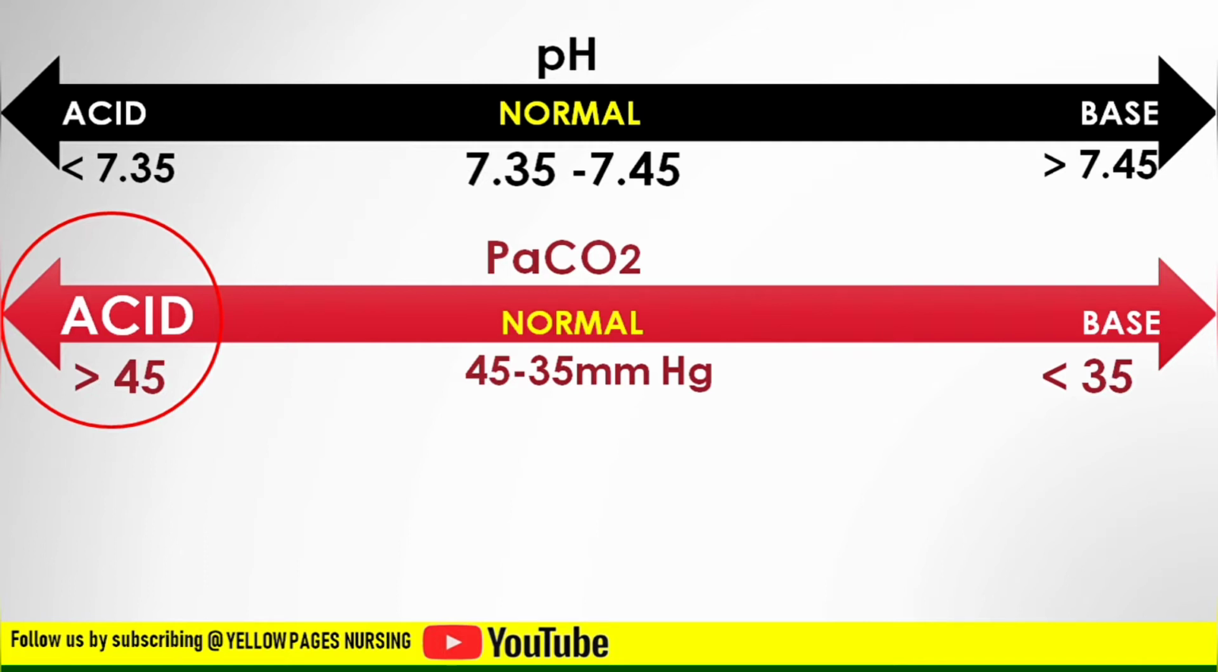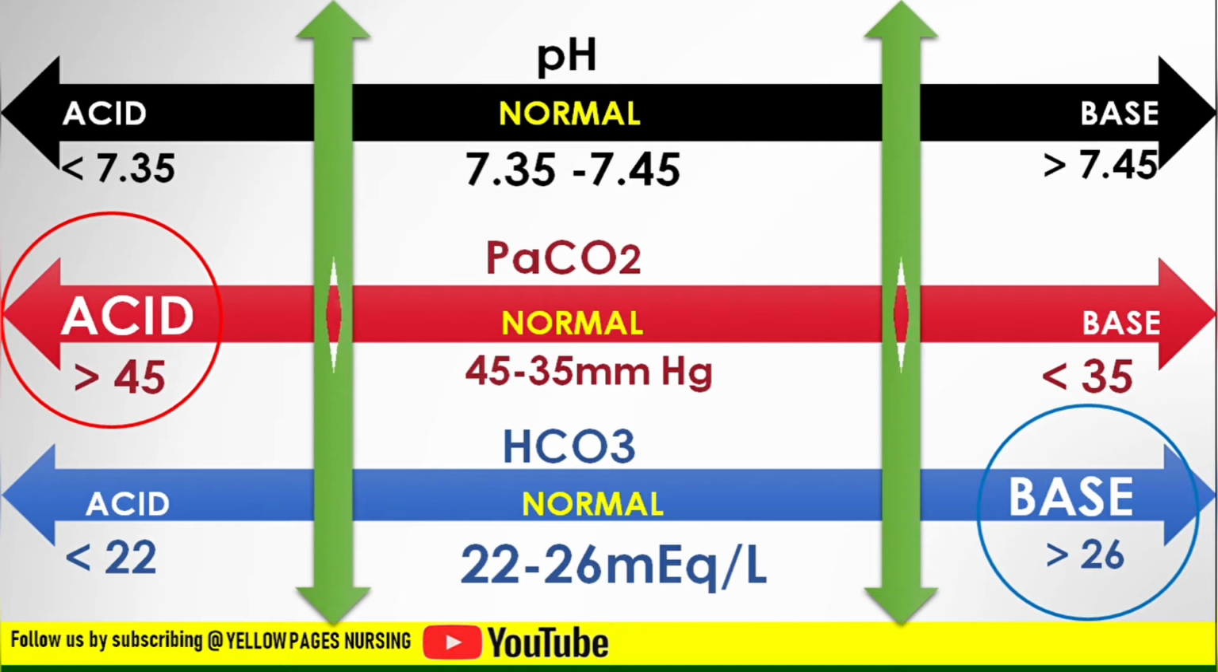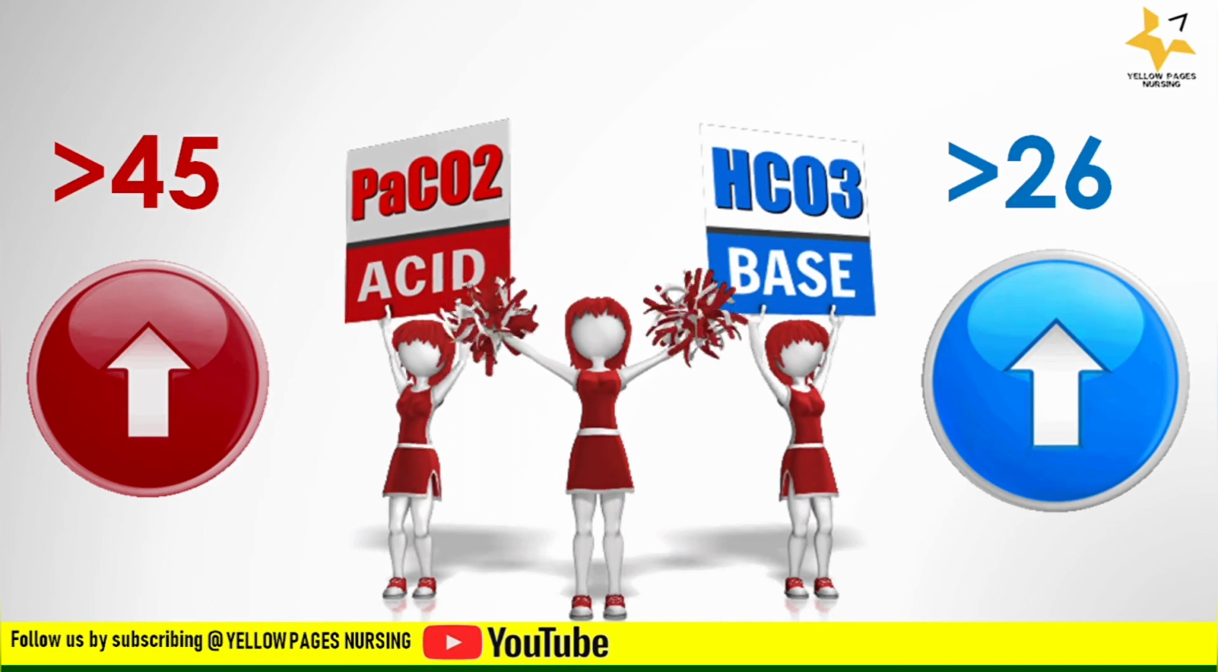Next comes bicarbonate. The normal value is between 22 to 26 milliequivalent per liter. When it goes below 22, we say it is in the acidic state, and when it goes above 26, we say it is in the alkalotic state. When we notice all these values come under acidic state together or alkalotic state together, for this reason, the value of PaCO2 has been interchanged. For further understanding, remember partial pressure of carbon dioxide is an acid, whereas bicarbonate is a base.